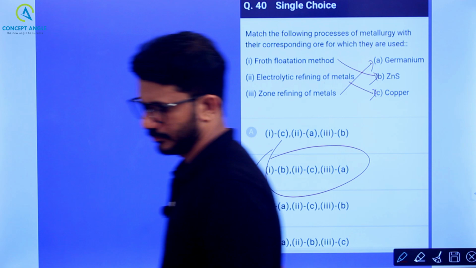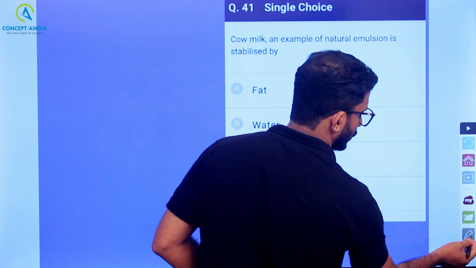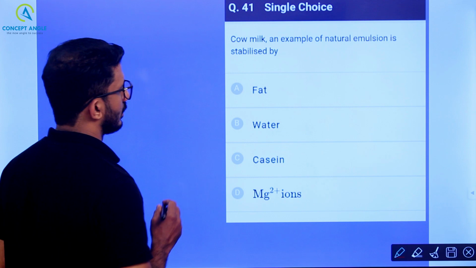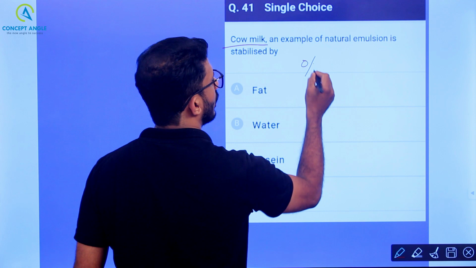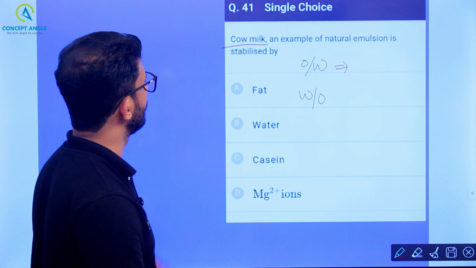Cow milk, an example of a natural emulsion, is stabilized by what? This is from the chapter surface chemistry, emulsions, colloids. First of all you should understand, cow milk is what type of emulsion. There are two types of emulsion, oil in water type and water in oil type. In cow milk, the liquid fat is dispersed in water. So the fat is oil and this is water, OW type.